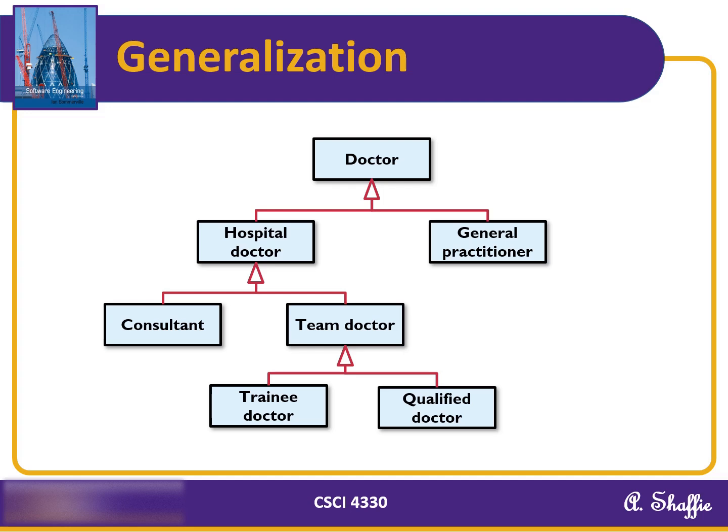For example, a hospital doctor might have attributes like a staff number or a pager number, while a general practitioner wouldn't have a pager but might need an attribute for an individual practice address, for example, since they are working independently.